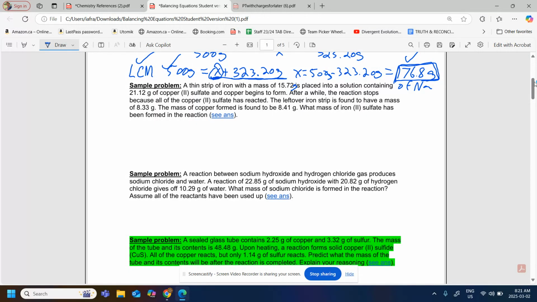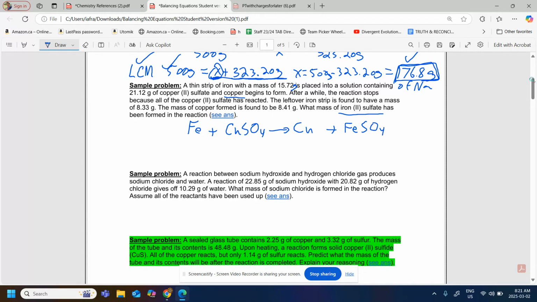There's a lot going on here. The best way to summarize it is basically to write out a reaction for it. So it says you have iron, and you place it in a solution of copper 2 sulfate. So that's CuSO4. And when it reacts, it's going to make copper. And then it also says that we want to know the mass of iron 2 sulfate. So there's some FeSO4 made here.